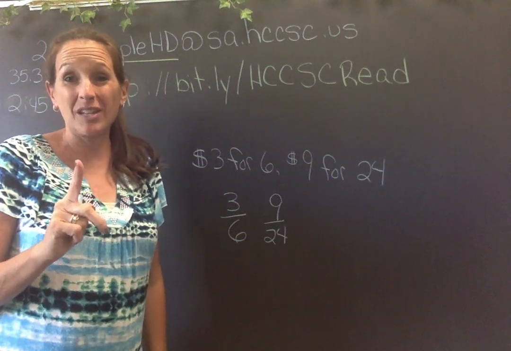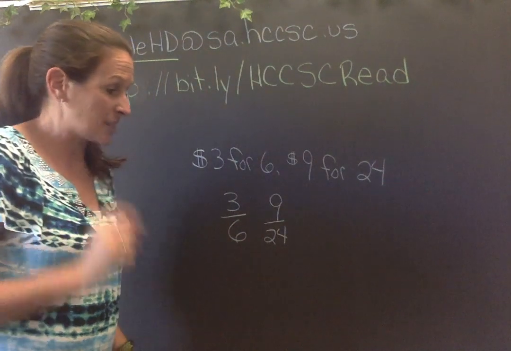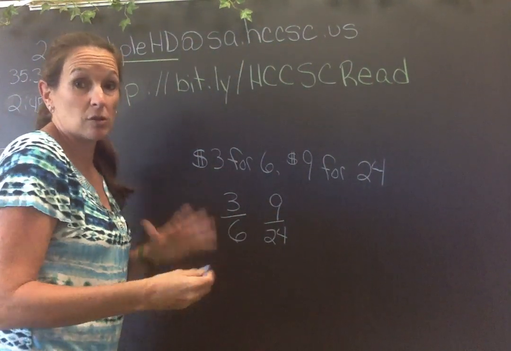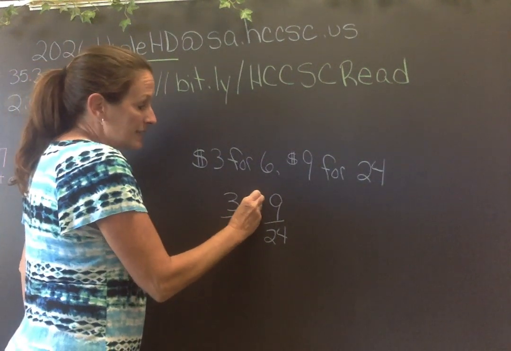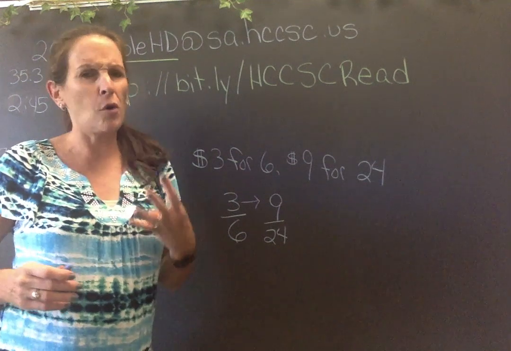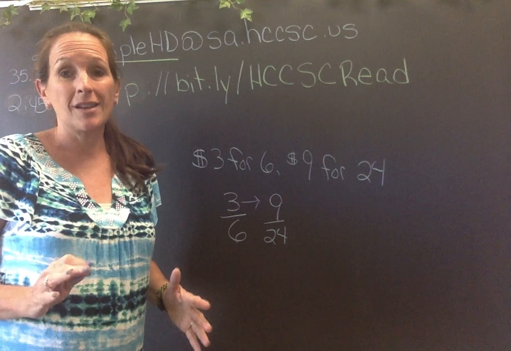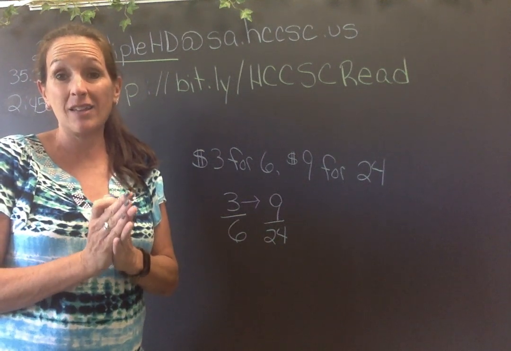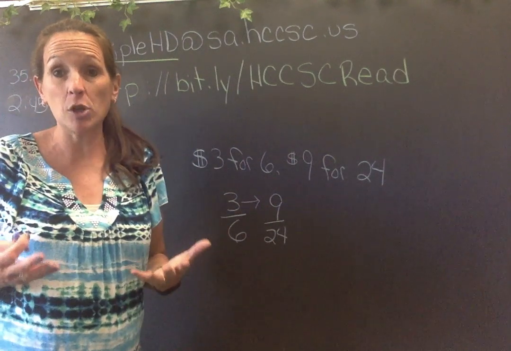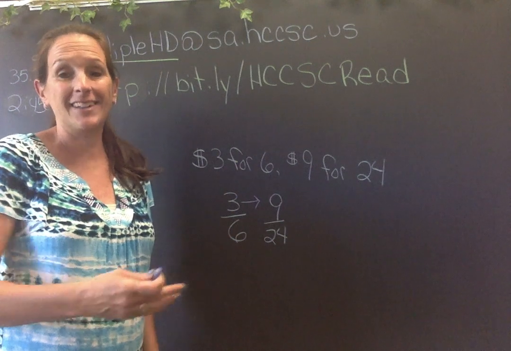Here's one method you could use to figure out if these are equivalent. You can ask yourself, as we've been asking, how did I get from this number to that number? So let's look at the numerators. How did I get from 3 to 9? Remember, there's only 4 math operations: add, subtract, multiply, and divide. And when we're talking about ratios, we narrow it down to multiplication and division. Because my number is getting bigger, it has to be multiplying. So what did I multiply 3 by to get to 9?